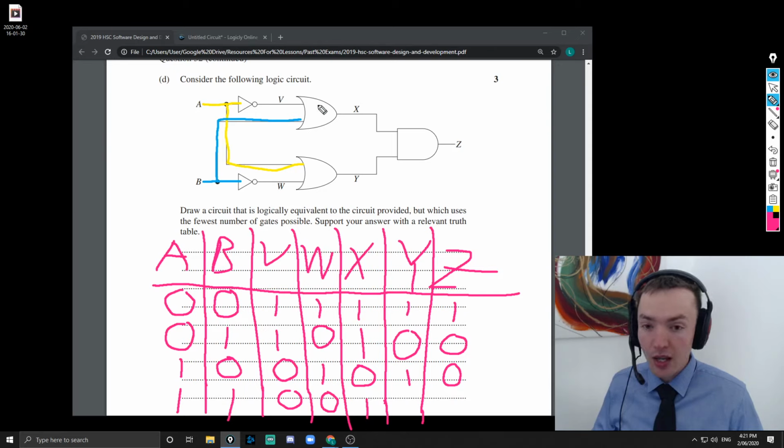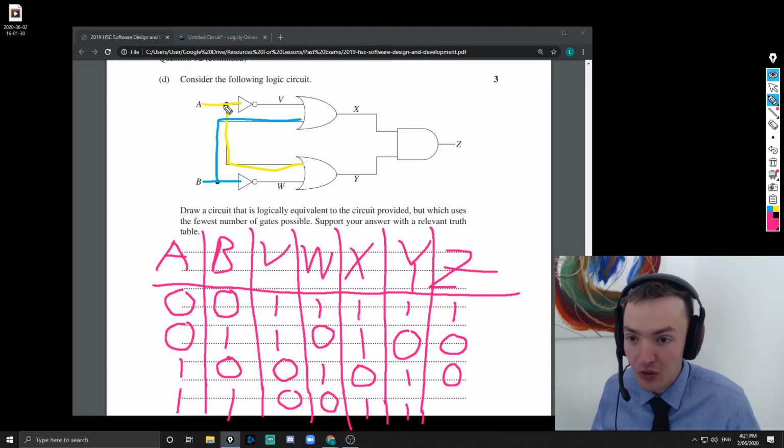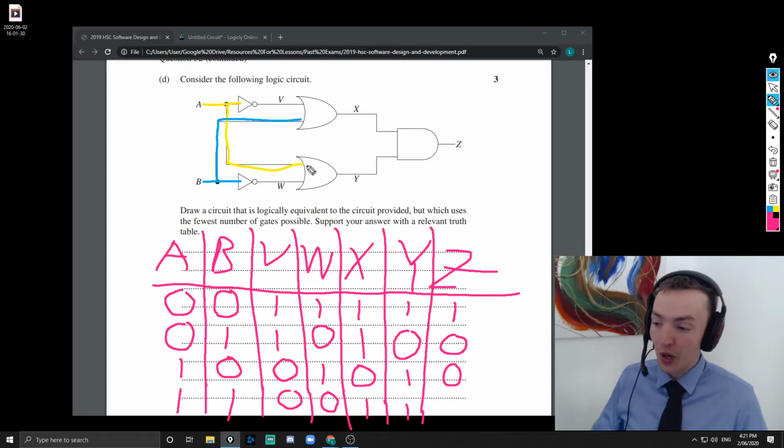If we look at Y, it's basically the same. Since A is true, then Y would also be true because A is passing a signal all the way down into this OR gate as well.